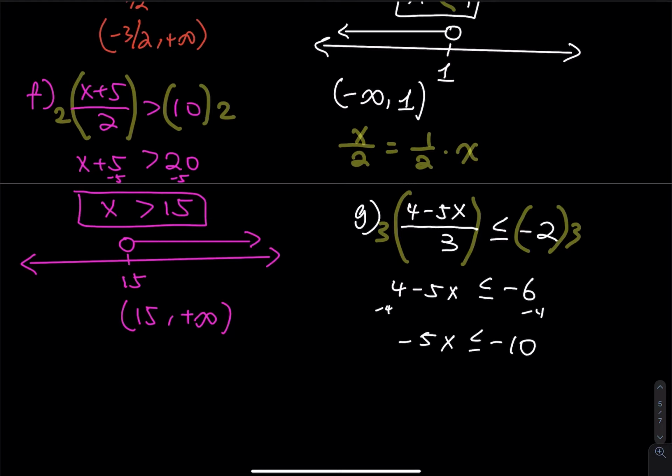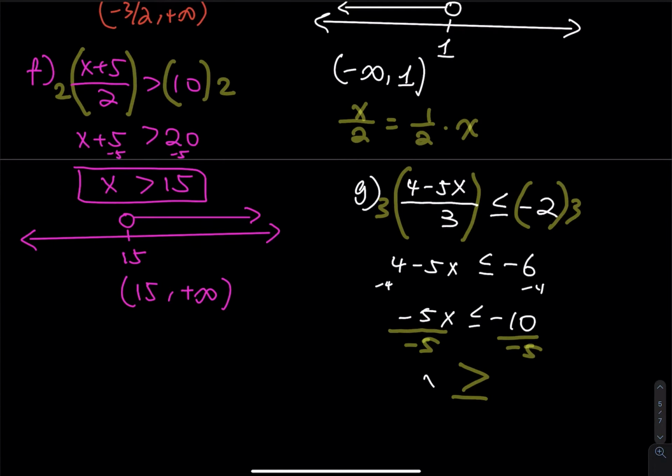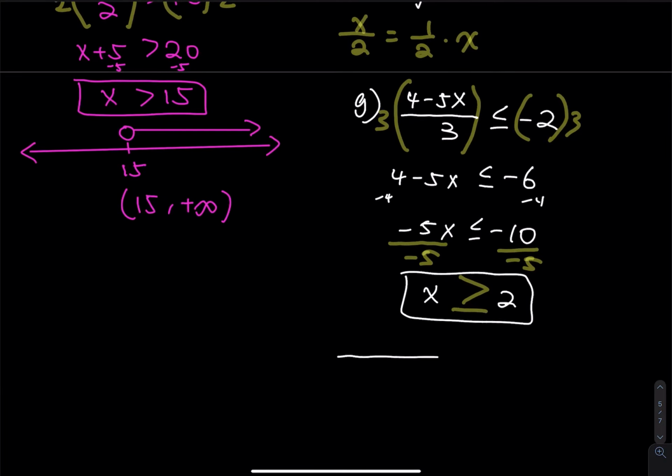And then you divide both sides by negative 5. Since this is negative, you reverse the inequality symbol. So that is x greater than or equal to 2. So this is a 2, greater than or equal to. There you go. That's the number line.